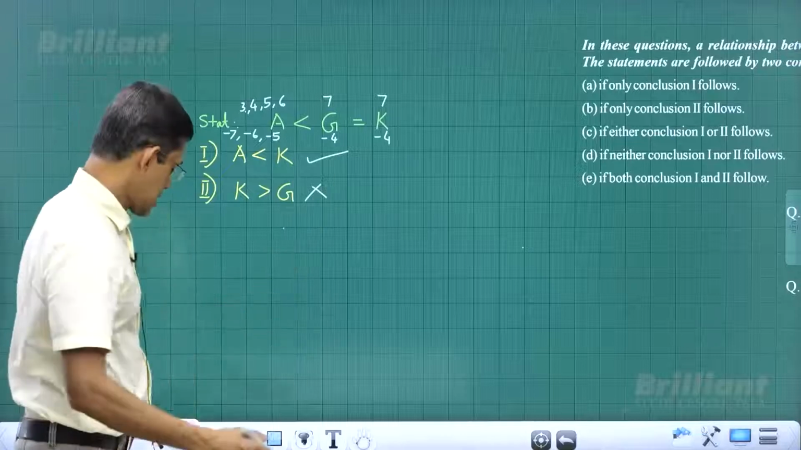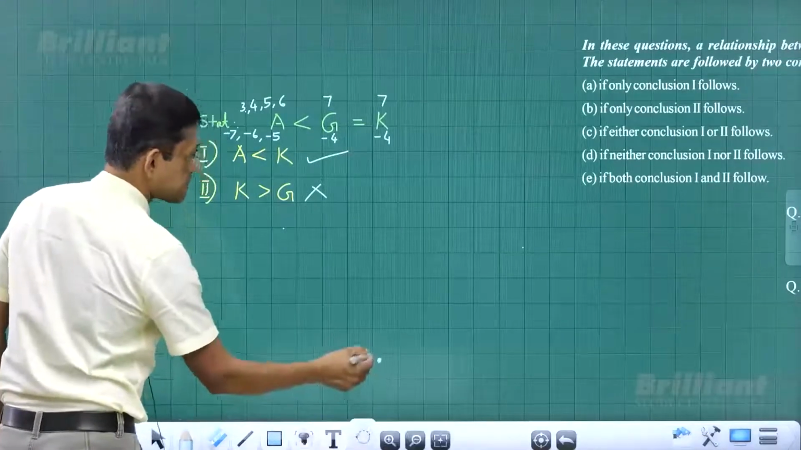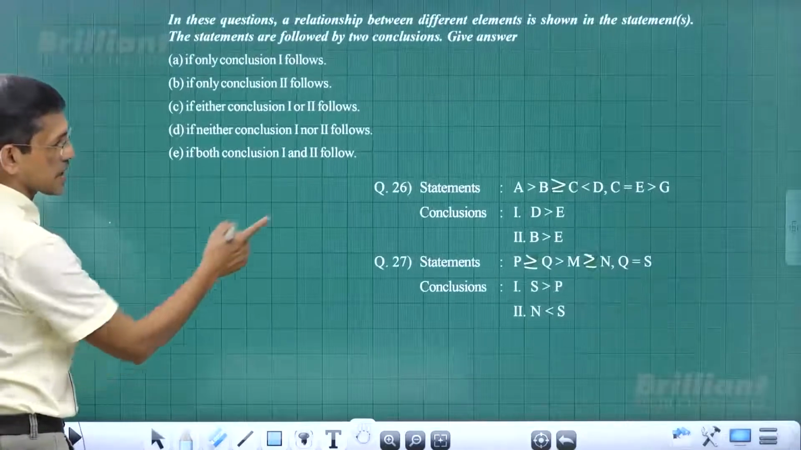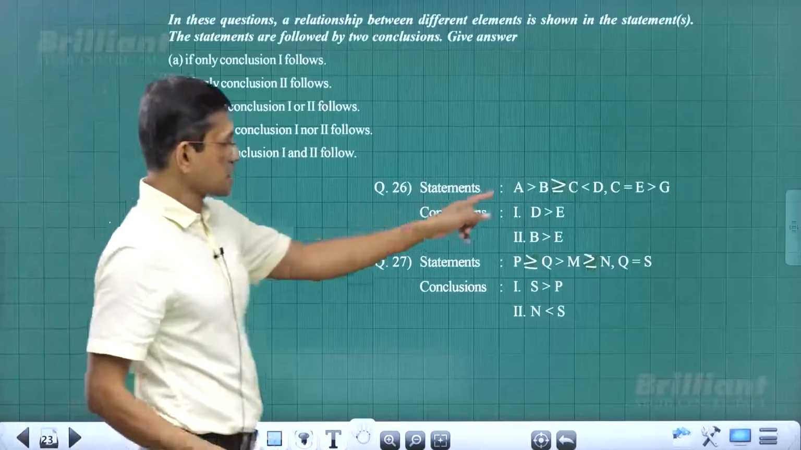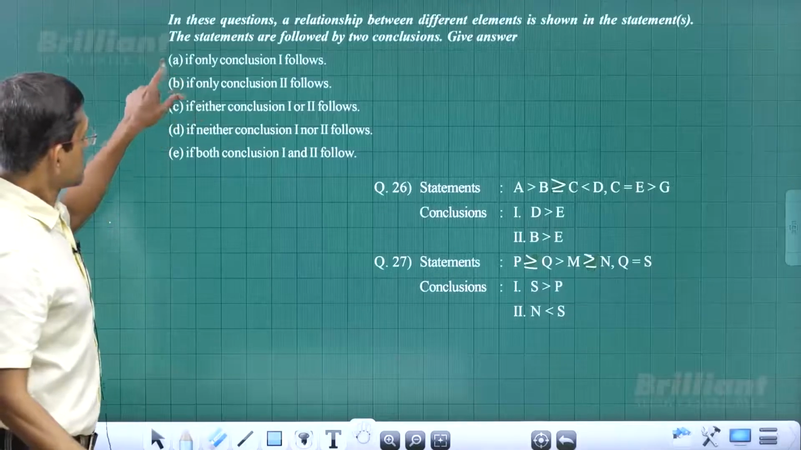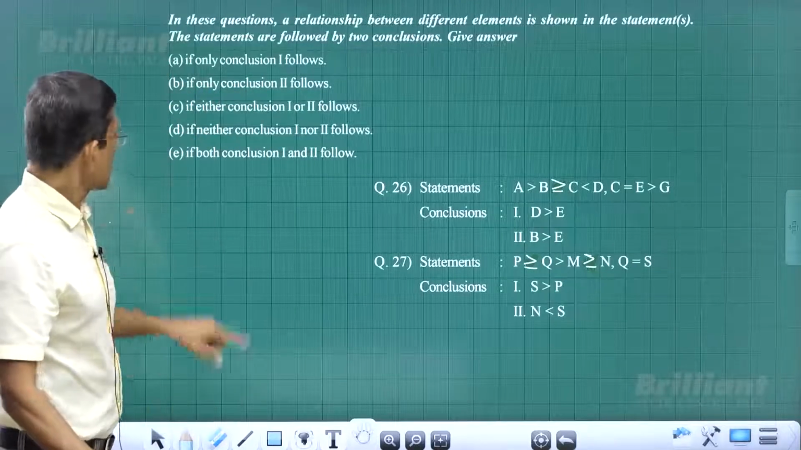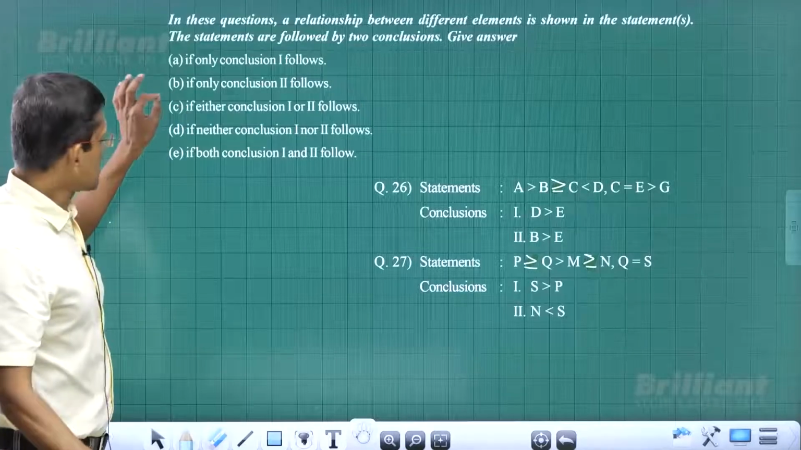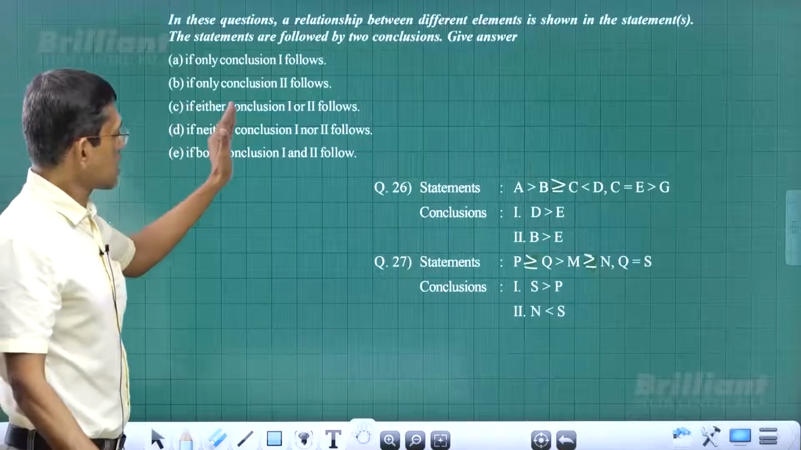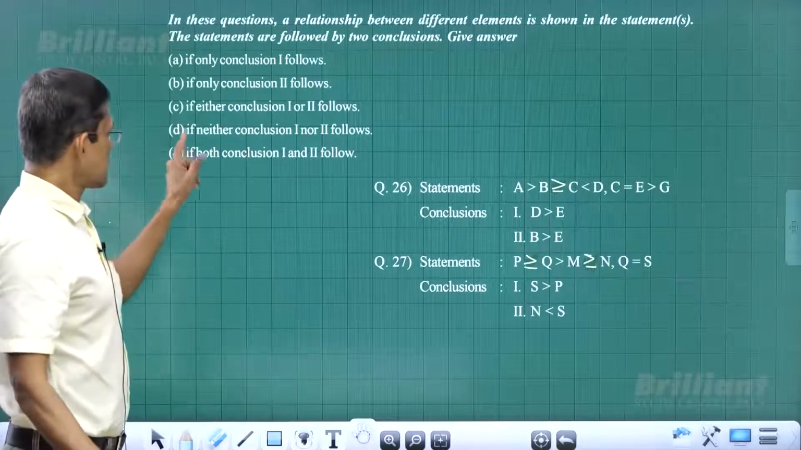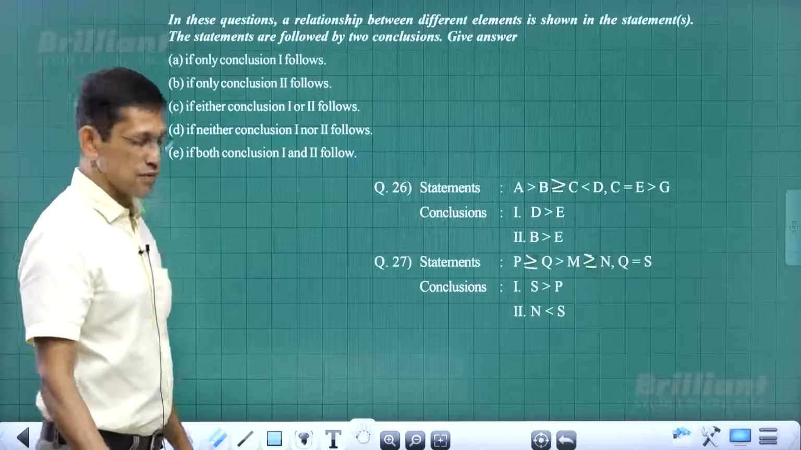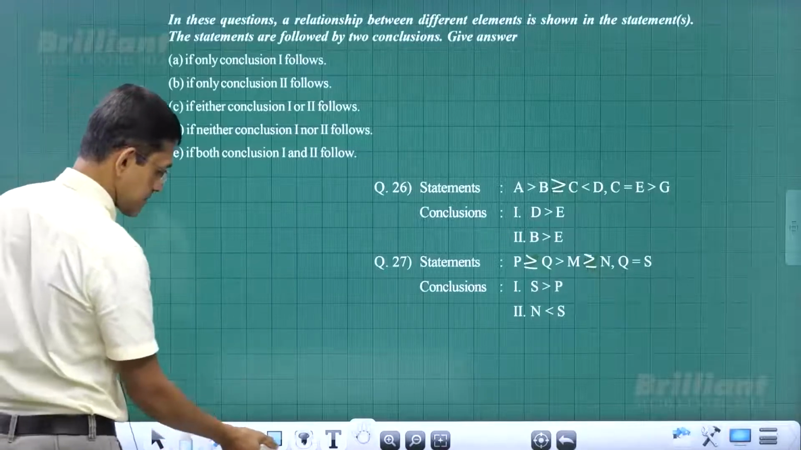So let's take a look at the other questions, what is given here. Look at this. We have statements given over there. Question number 26, statements are given, and look at the conclusions. And this is how we answer it. Answer choice A if only conclusion 1 follows. Mark your answer choice as B if only conclusion 2 follows. Mark your answer choice as C if either conclusion 1 or 2 follows. D if neither 1 nor 2 follows. And E, both conclusions 1 and 2 follow. Now let's look at the questions here.